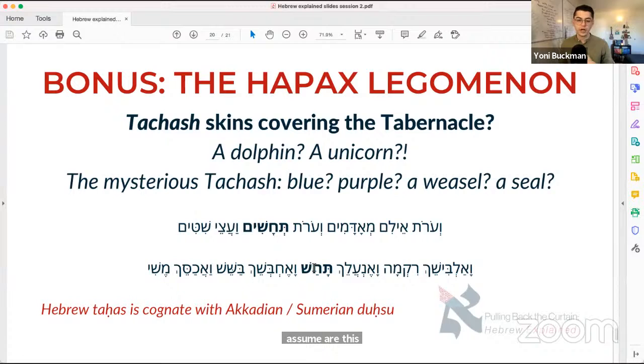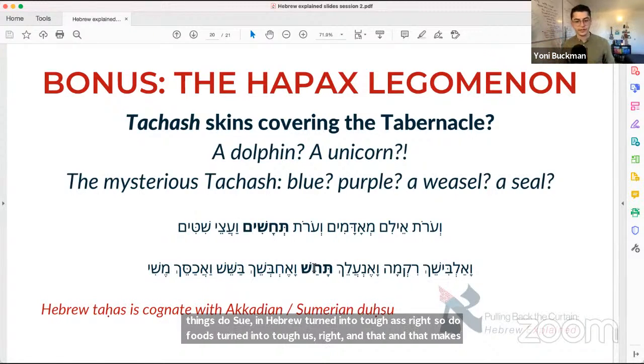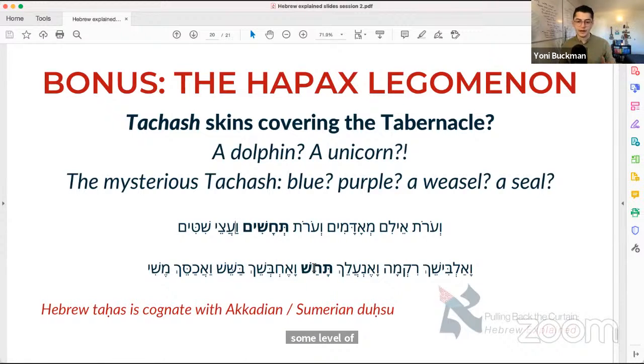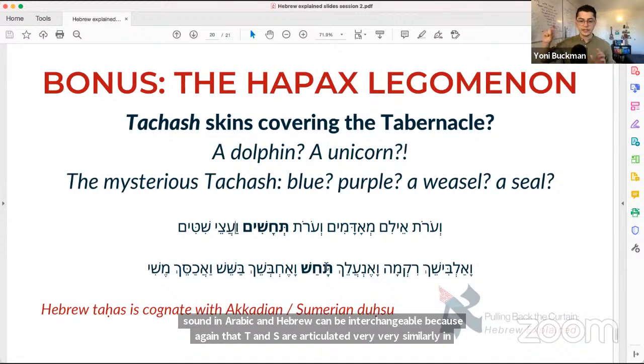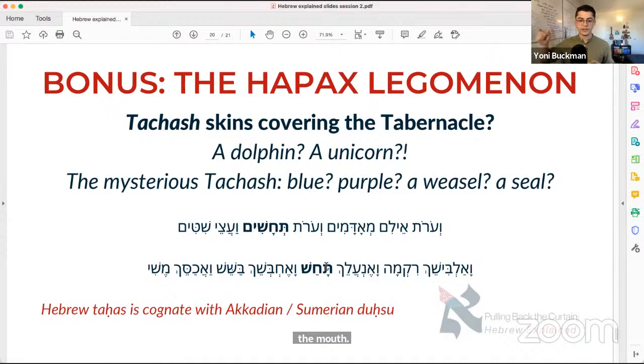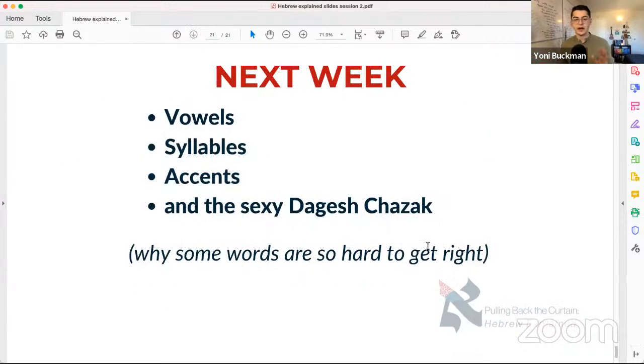We still see this if you learn numbers in Arabic, right? You hear that the t sound and the sh sound in Arabic and Hebrew can be interchangeable because, again, the t and the s are articulated very, very similarly in the mouth. And so the word for 8 in Arabic is tamnun. In Hebrew, shemone, right? Tamnun is an octopus, right? So the t in tamnun and sh in shemona ended up just switching in these Semitic languages. So we see just these examples of that. So next week, we're going to touch on vowels.